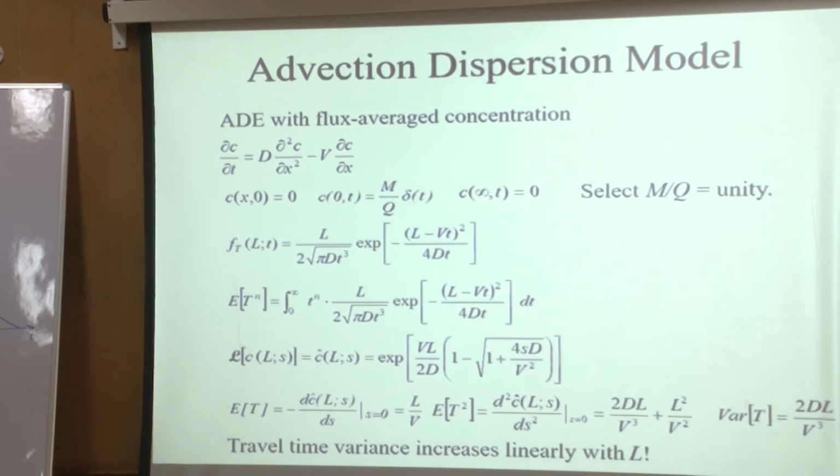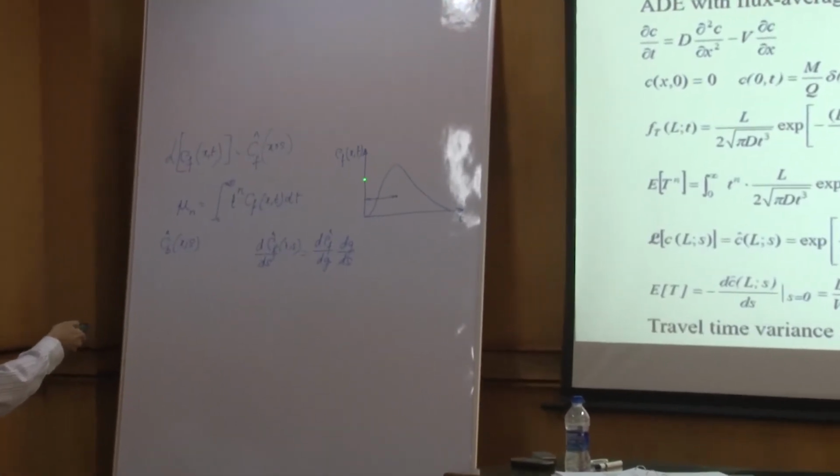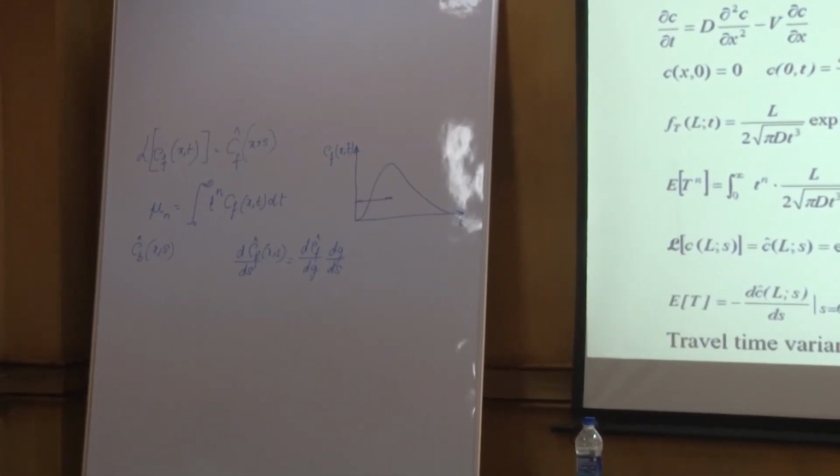If on the other hand, I fitted a log normal distribution or a gamma distribution, that is valid at X equals L. At some other L, how would I then find out what the travel time distribution is?